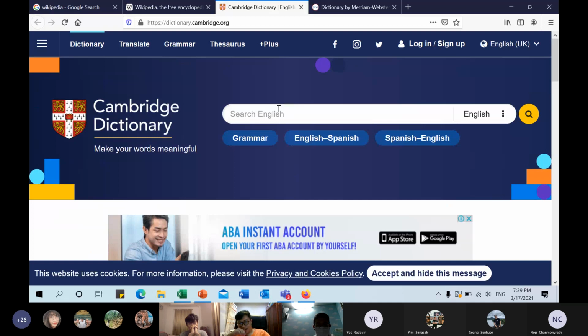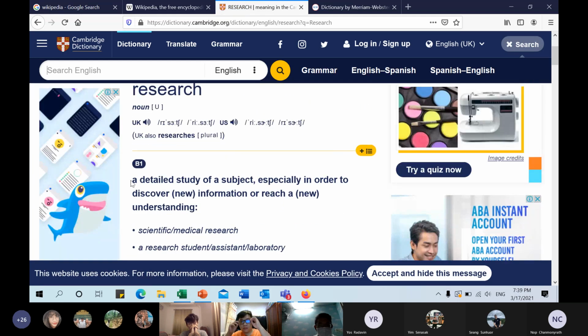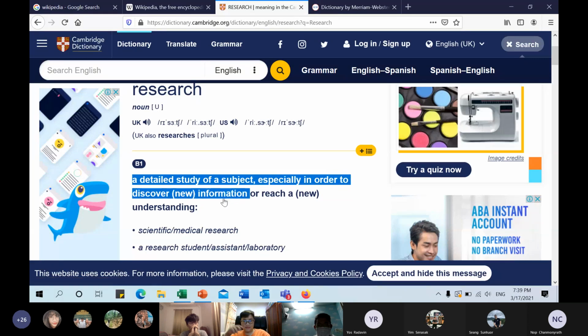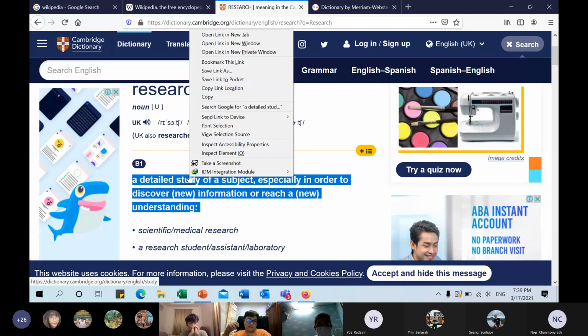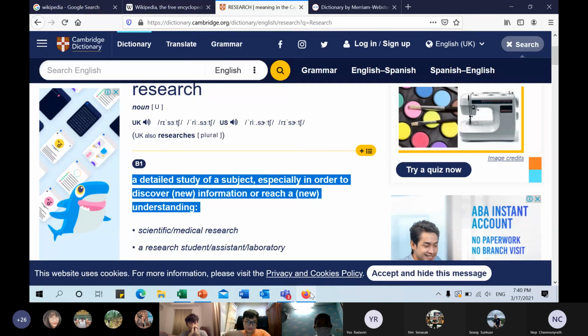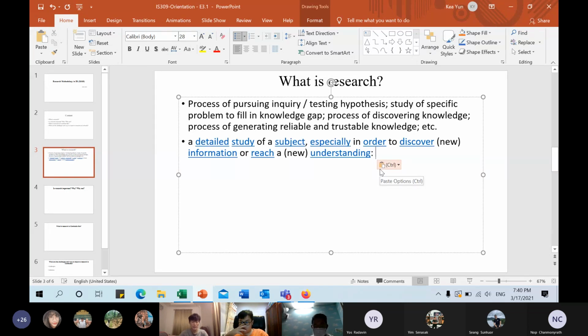Let's look at Cambridge first. So what is research? Cambridge says that research is a detailed study of a subject, especially in order to discover new information or reach a new understanding. Quite similar to your definition. I think your definition is even better. I just want to have a look at the sources, right? So Cambridge Dictionary.